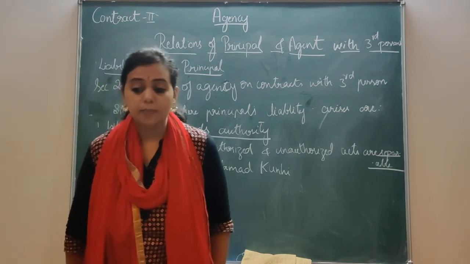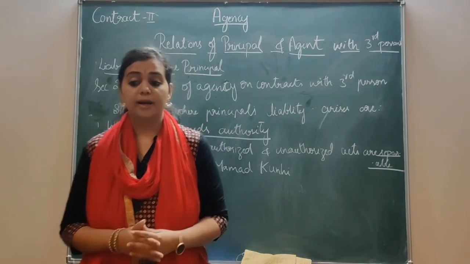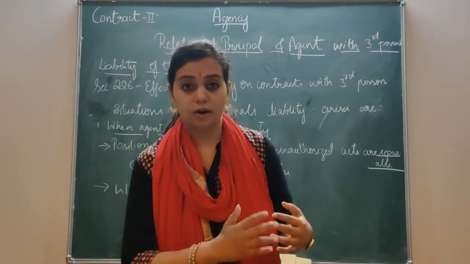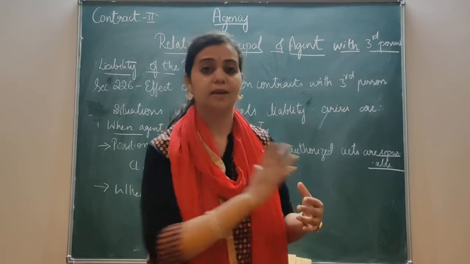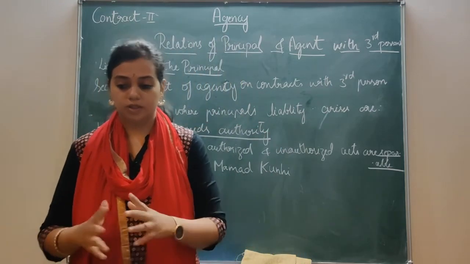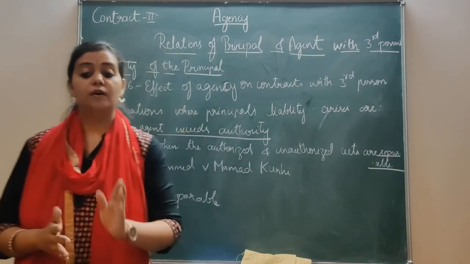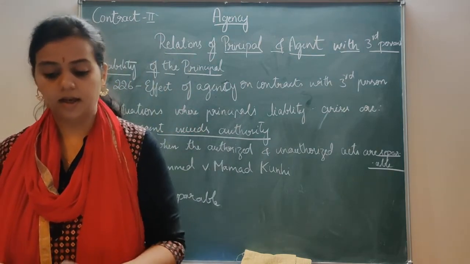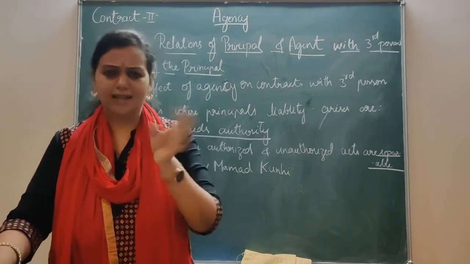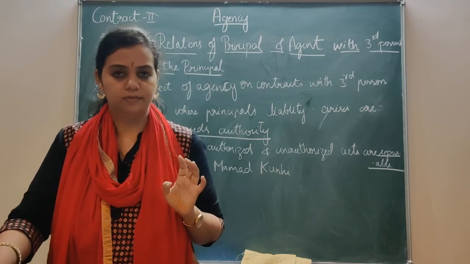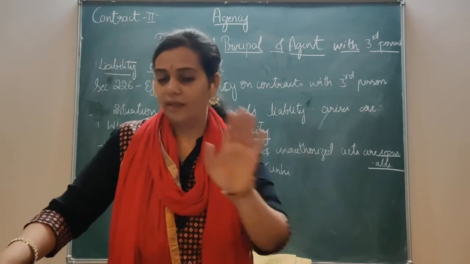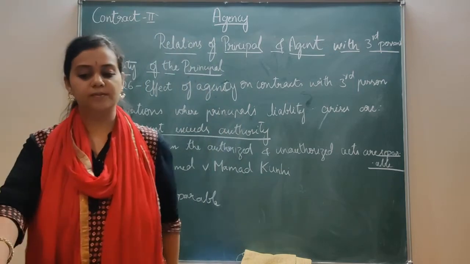So it explains the position of the acts done by the agent within the authority, and those outside the authority, whatever is outside, that can be separated. It is separable. So it states that only whatever is within the authority is binding on the principal as well as the agent, with the third party. Clear with this? Unauthorized, no, he never becomes liable.